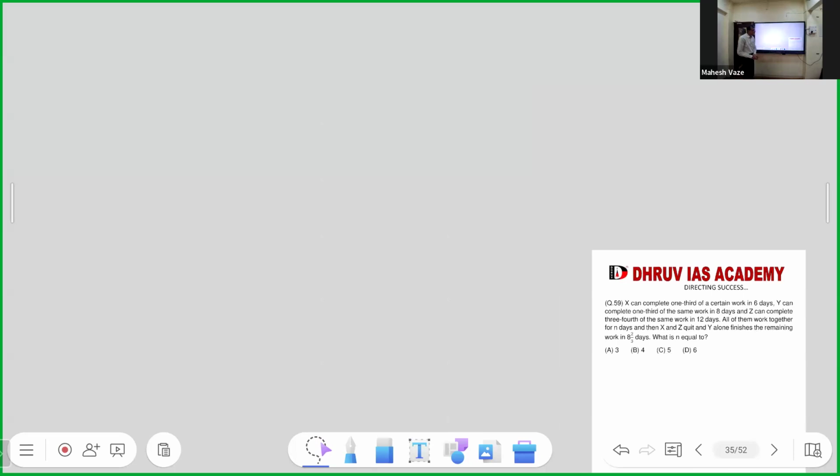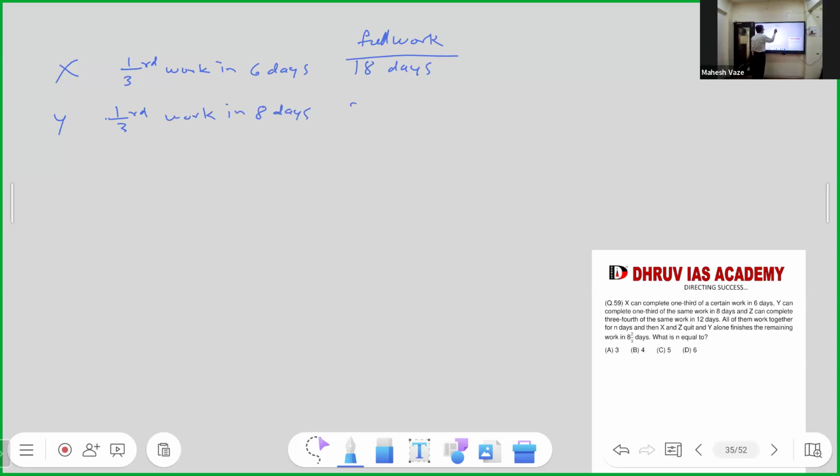So see, X can complete 1/3 of work in 6 days. That means full work he can complete in 18 days. 6 3s are 18. Okay, full work he can complete in 18 days. For Y, he can complete 1/3 work in 8 days. So entire work, 8 3s are 24. So 1/3, 1/3, 1/3. So 24 days.